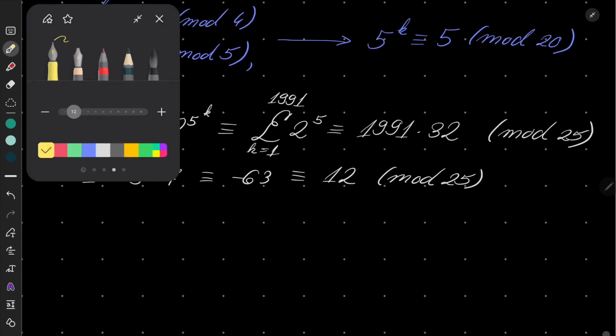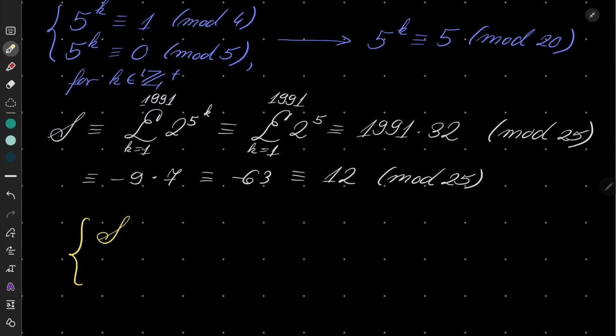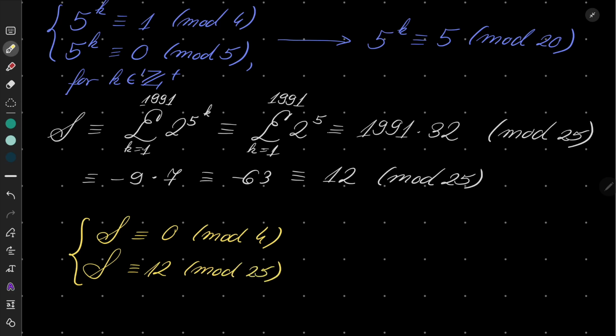Okay, and now finally the last part. We have established that our sum is congruent to 0 modulo 4, and our sum is congruent to 12 modulo 25. Now, again, by the Chinese remainder theorem, I feel that I'm repeating myself, there is exactly one number between 0 and 100 such that it's congruent to 0 modulo 4 and congruent to 12 modulo 25. And that number is 12 itself. It's pretty easy to see. So we have our answer.